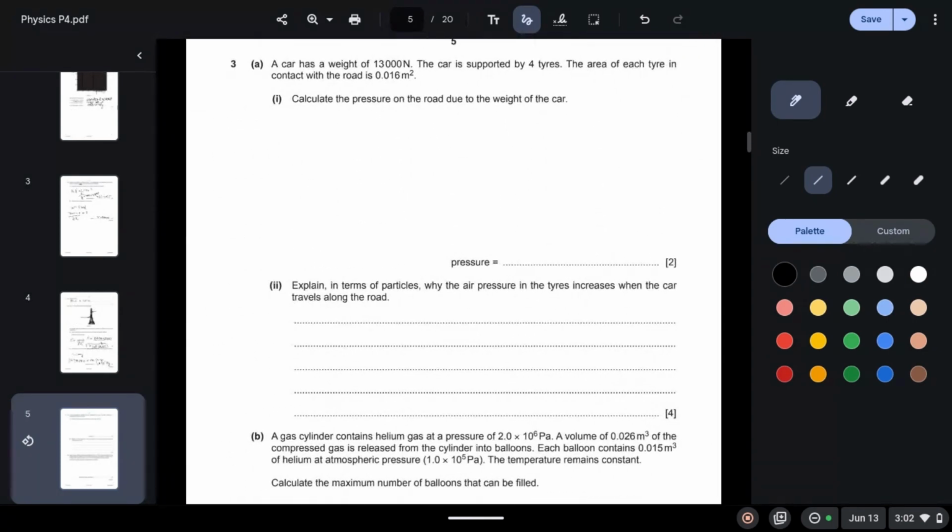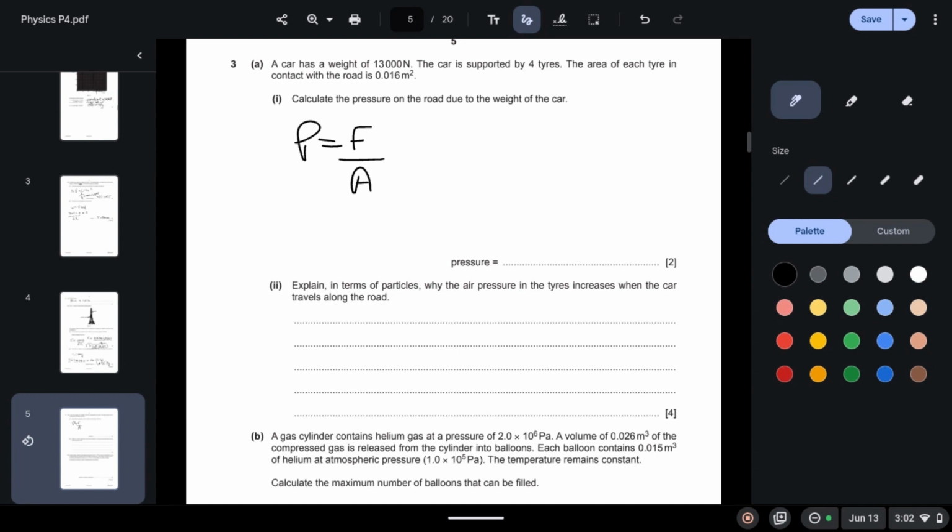Question 3. A car has a weight of 1300 newtons. The car is supported by 4 tires. The area of each tire in contact with the road is 0.016 meters square. Calculate the pressure on the road due to the weight of the car. So the formula for pressure is force over area.